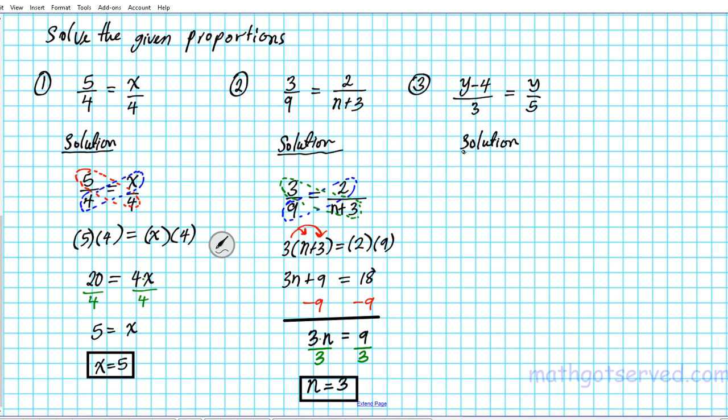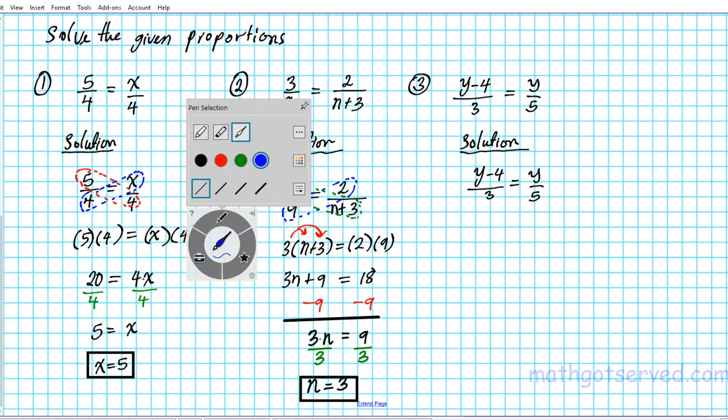Again, I just cross multiply. The denominator on the left gets multiplied with the numerator on the right, and the denominator on the right gets multiplied with the numerator on the left. Let's set up our stars. We have 3 getting multiplied by y, and then the quantity y minus 4 multiplied by 5. We have that nice little star there. So we have 5 times the quantity y minus 4 is equal to 3 times y.